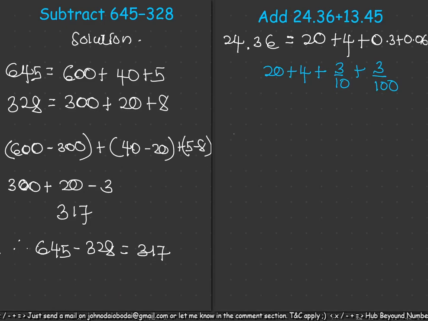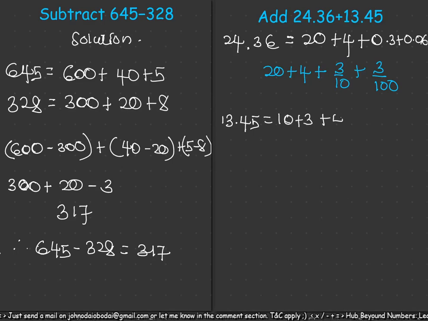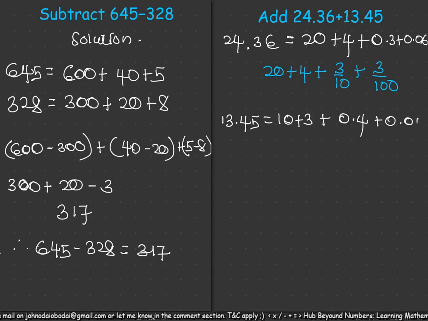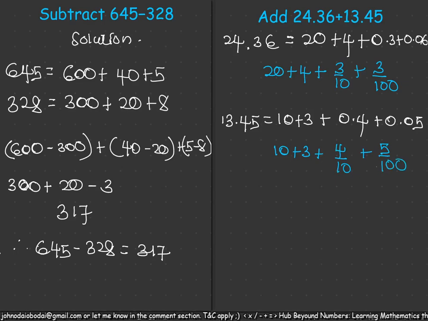Let's see. If you were able to do it, then well done. Now let's do it together. So 13.45 can be written as 10 plus 3 plus 0.4. It's actually not 4, but a 0.4, so take note. And then plus your 0.05. Better still, if you want to write it as this one here, you'd have your 10 plus 3 plus 4 over 10, then plus 5 over 100.